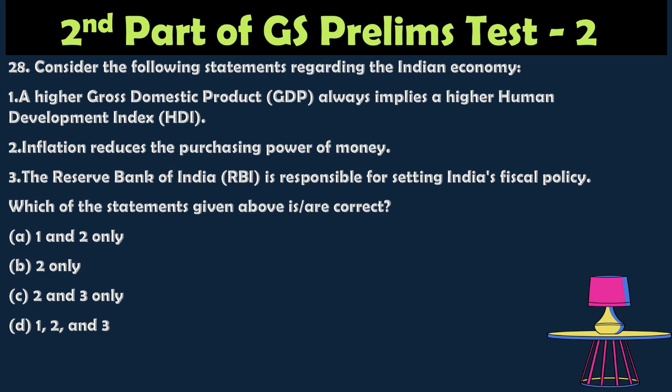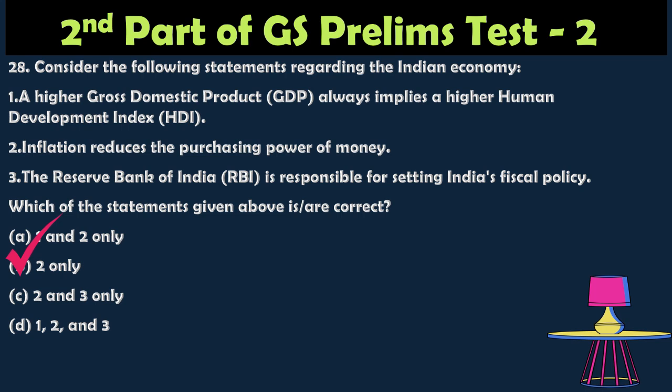The answer is option B, 2 only, because a higher GDP does not always mean a higher HDI, the human development index. The human development index depends on education, healthcare, and income distribution. So statement 1 is incorrect. Inflation reduces the purchasing power of money, because goods and services become more expensive and we can't buy as much, right? So statement 2 is correct.